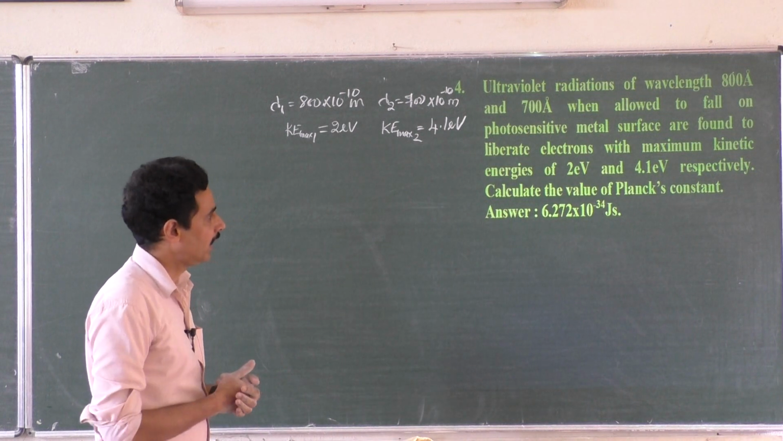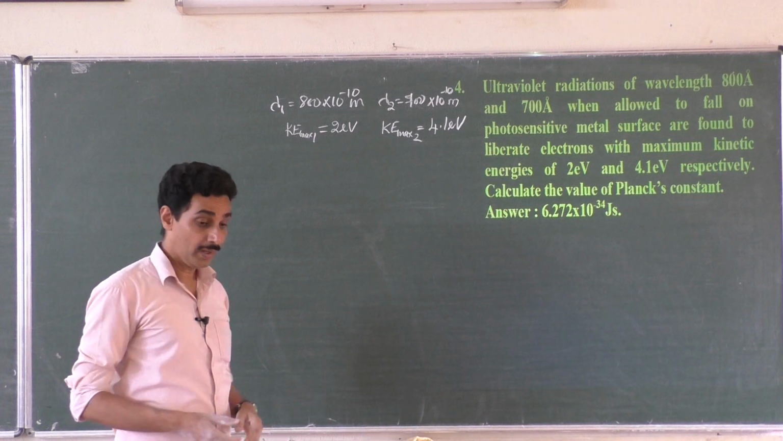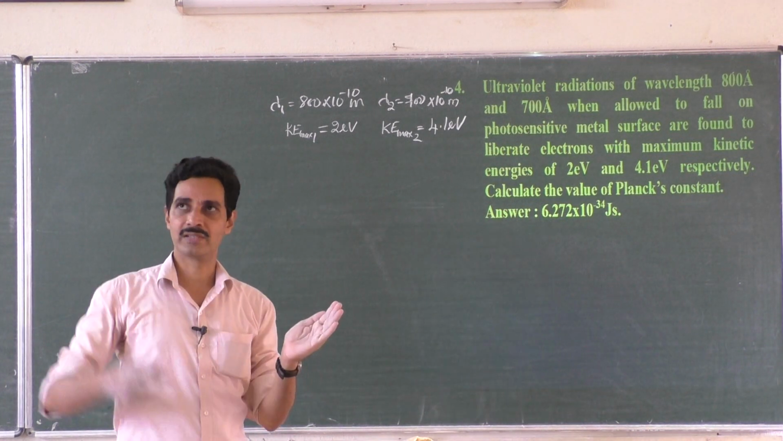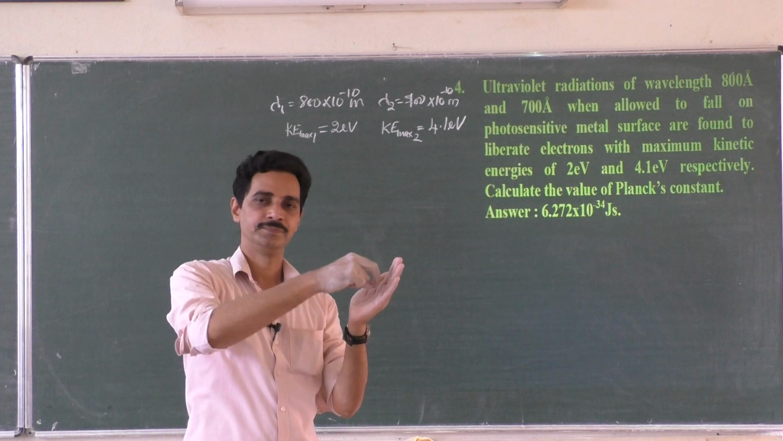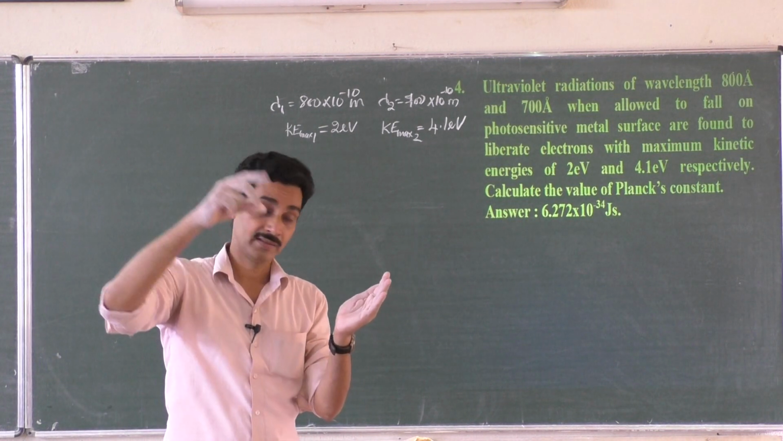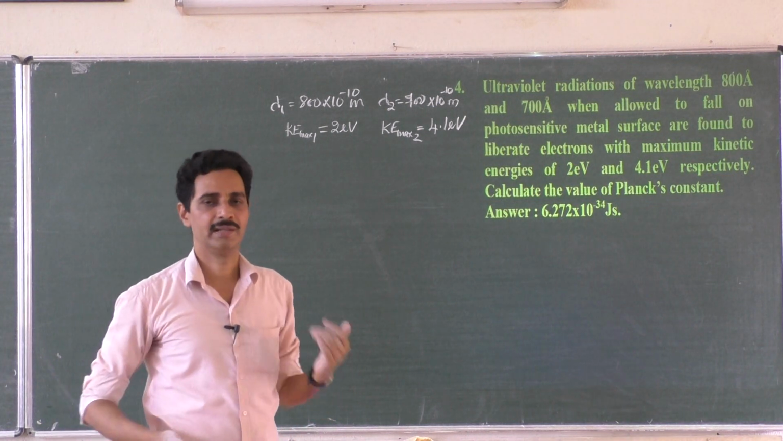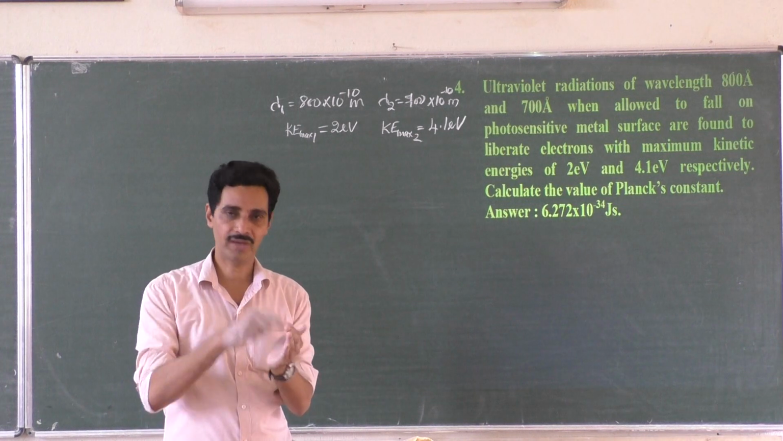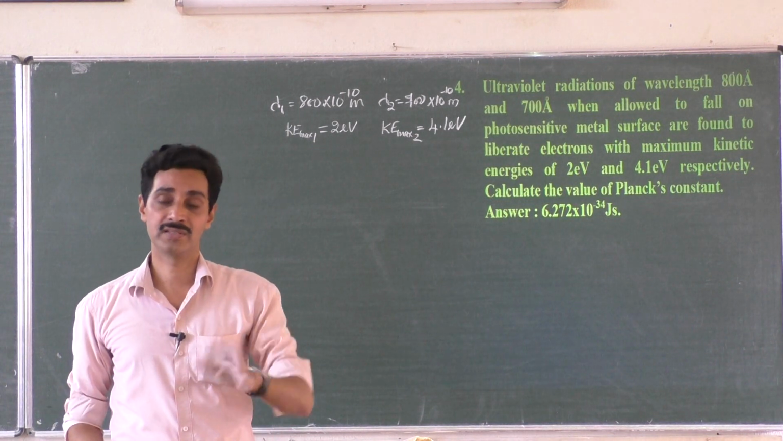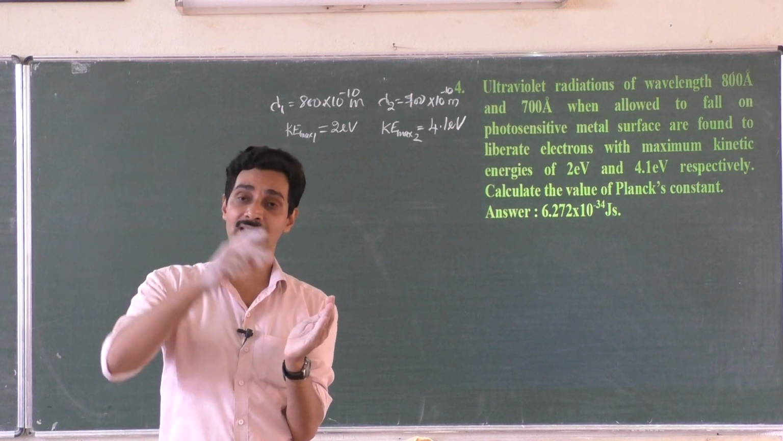Then, respectively, calculate the value of Planck's constant. Okay. Now, when these things are different, take a surface, put a radiation, let the electrons come, one kinetic energy. Take another radiation, electrons come out, another kinetic energy. Different kinetic energy, but one thing is same, surface. What is same for the surface? Work function. Because you are not changing the surface, you are changing only incident radiation.